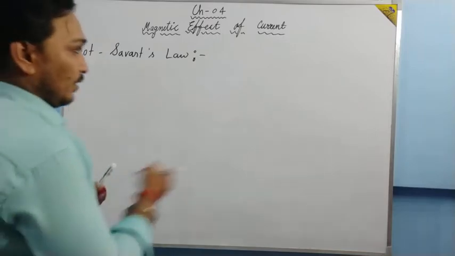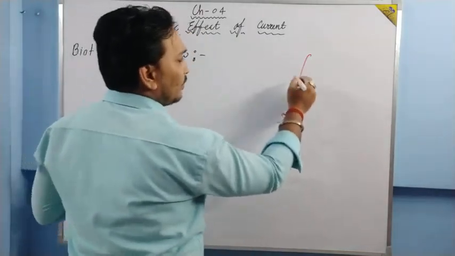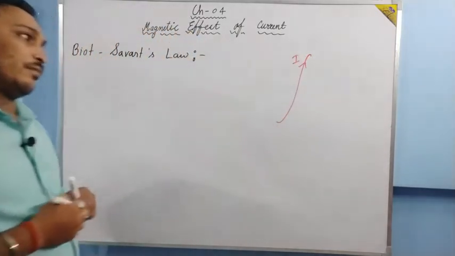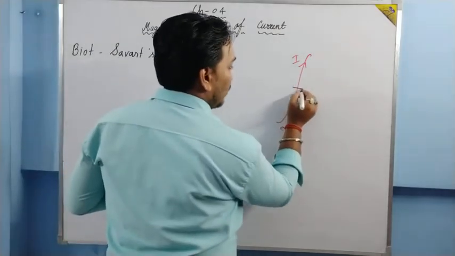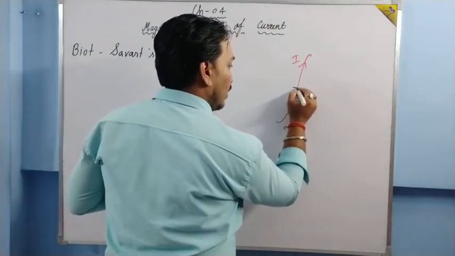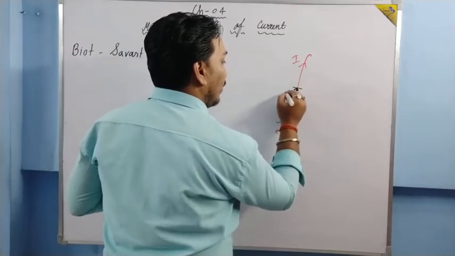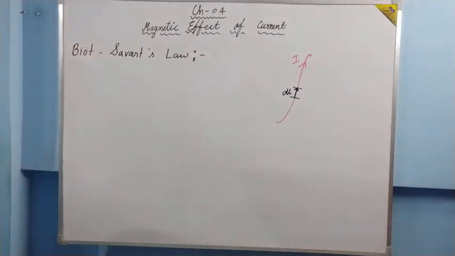Suppose a wire is there. This is a section of wire, and current flowing through the wire is in this direction. If we take a small length element in this wire, let that length element be dl.